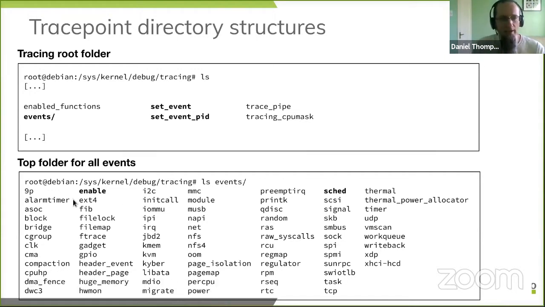So if you go to enable and write a 1 to it, then every trace point in the events directory and its children will be turned on. In other words, by writing to events enable, we can turn on every single trace point in the system.